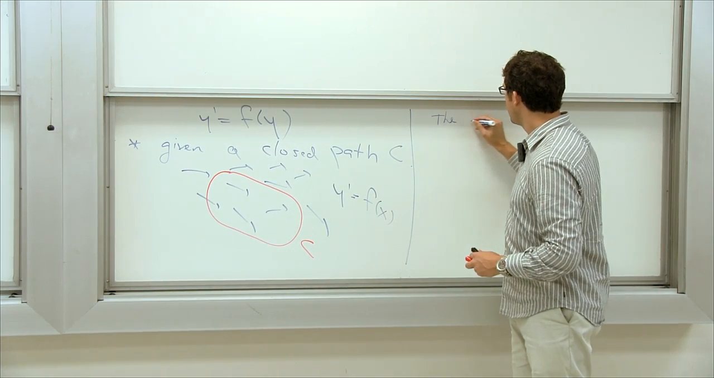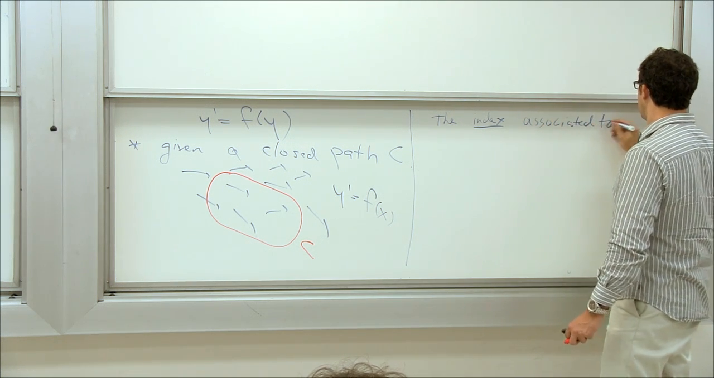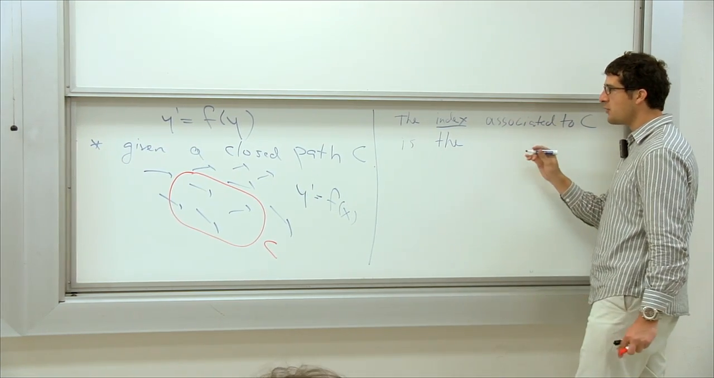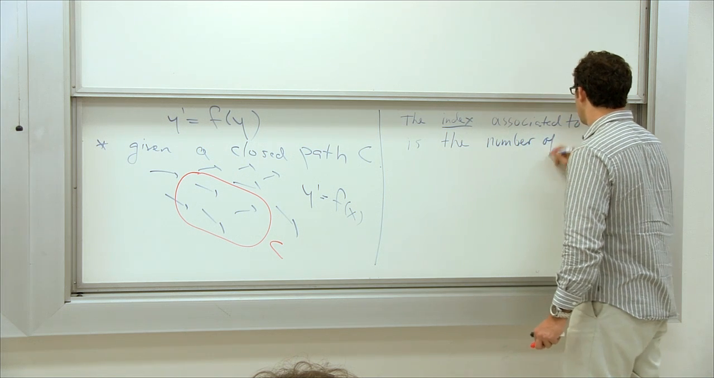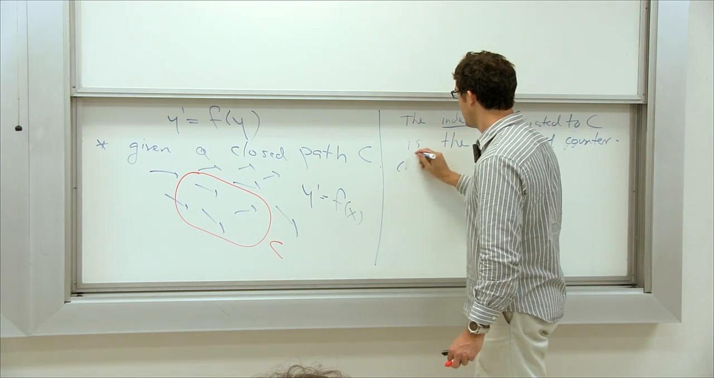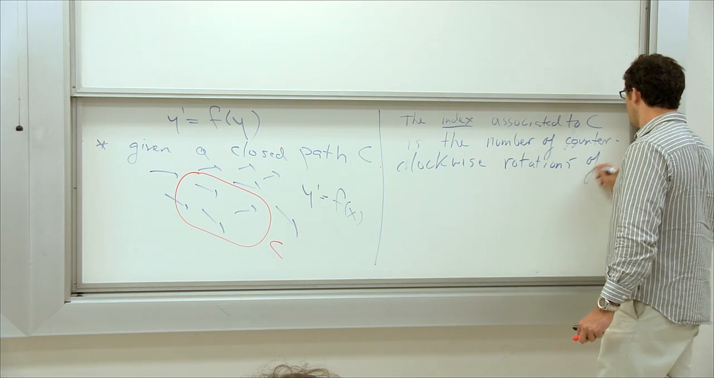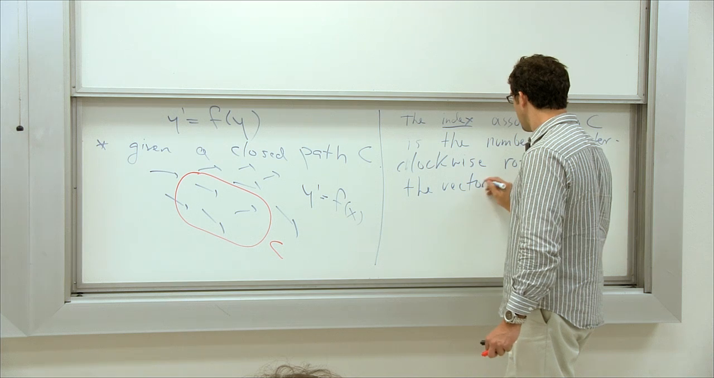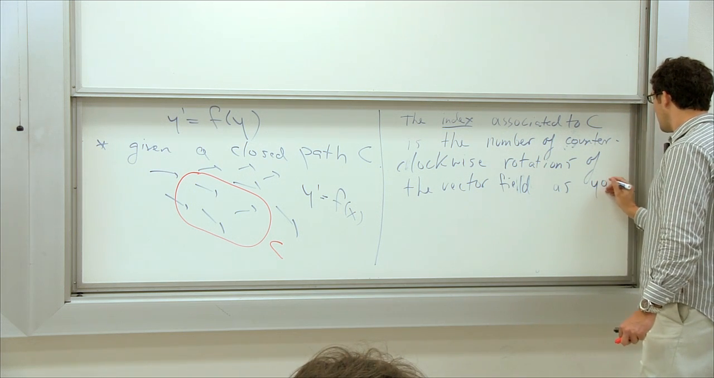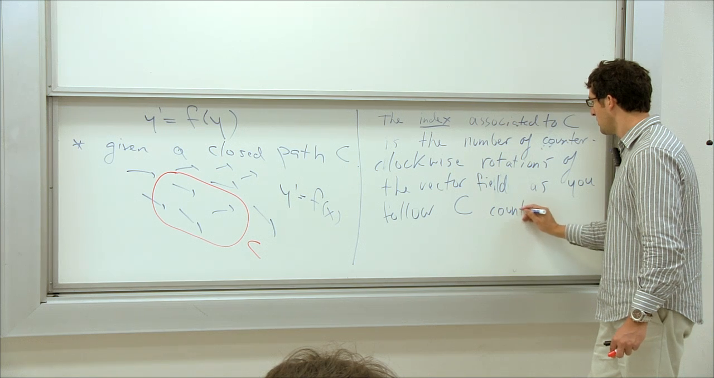Okay, so the index associated to C is the number of counterclockwise rotations of the vector field as you follow C counterclockwise.